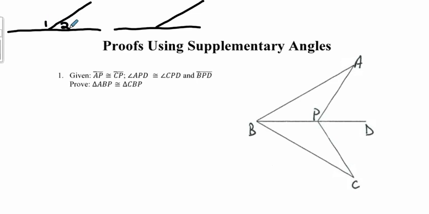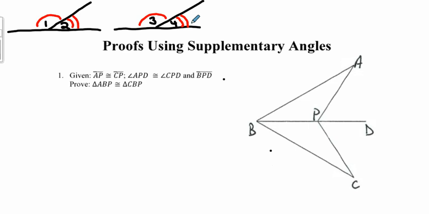Angles 1 and 2 are supplementary because they form a linear pair. They're on the same straight line. 3 and 4 are supplementary because they too form a linear pair, or are on that same straight line. I'm going to say that if angles 1 and 3 are congruent, we know that their supplements 2 and 4 have to be congruent as well.